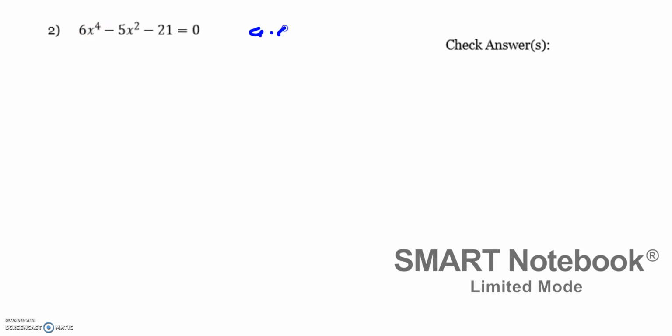If I did a times c, which was 6 times negative 21, that would get me a product of negative 126. Now what you could do, of course, is list all the pairs of numbers that multiply to be 126, but I know the pair has to add to be negative 5. So I already did this work, and I found that the pair of numbers that works is 9 times 14 gets me negative 126, but to get negative 5, I need negative 14 and positive 9.